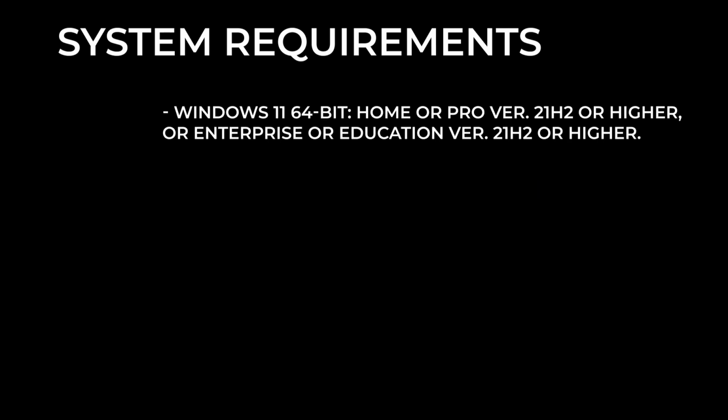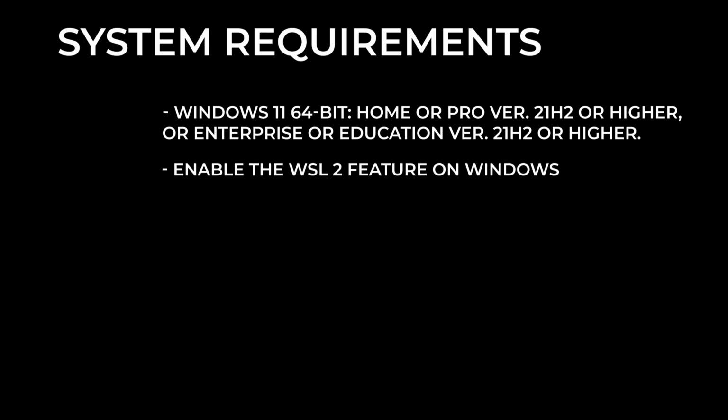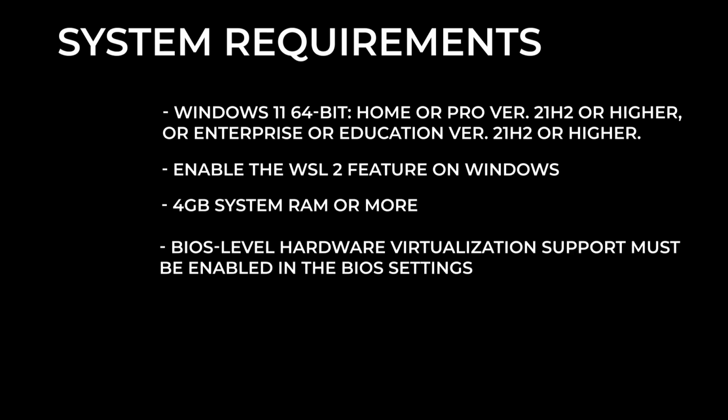So the version of Windows 11 that you're going to want is the 64-bit version of Home, Pro version 21H2 or higher, Enterprise or Education version 21H2 or higher. You're going to also need to enable the WSL2 feature in Windows. You're going to need at least 4 gigs of RAM. You also want to make sure that the BIOS level hardware virtualization support is enabled on your PC before you continue. Now that we've gone over the requirements, let's go ahead and install Docker.